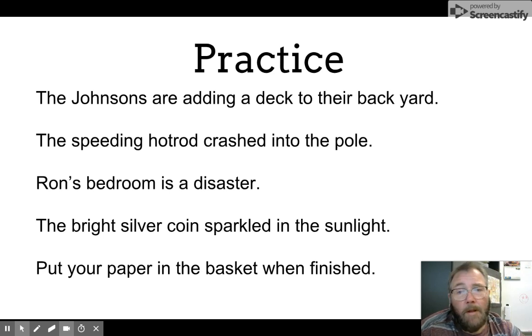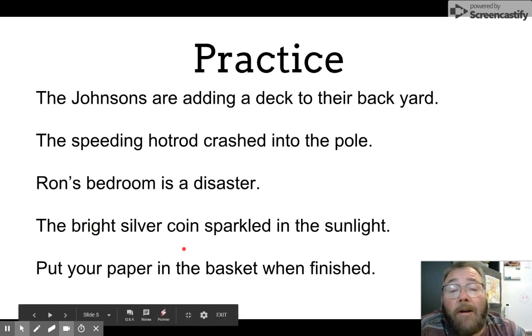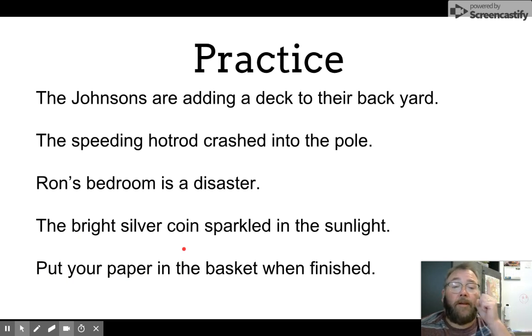No. You should have had this probably a couple times, but anytime you see a sentence that gives a direction, an imperative sentence, the subject is always you, because it's asking you to do something. In this sentence, it's asking you to put your paper in the basket when you're finished. So the subject of any imperative sentence is you.